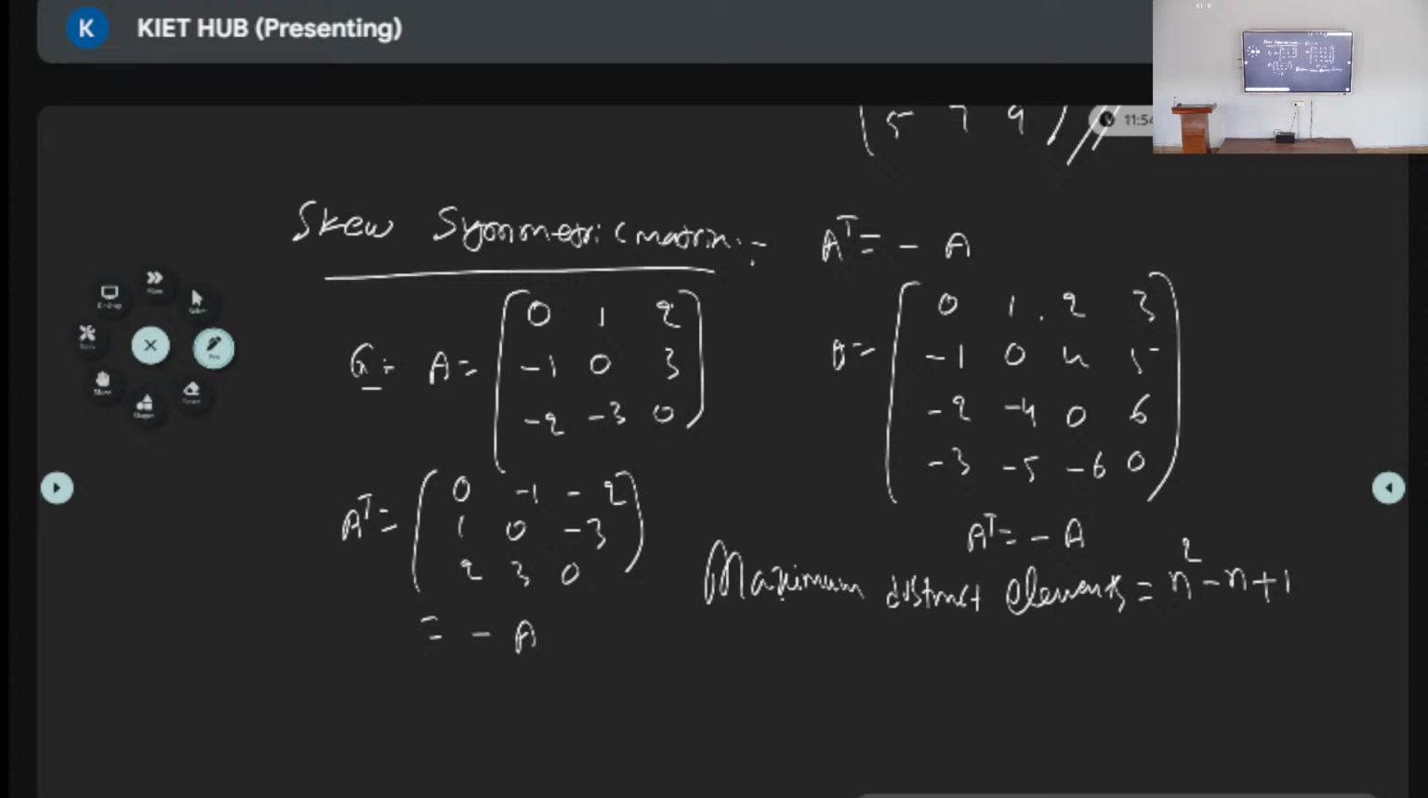What is the formula to calculate skew symmetric? Direct class? 5 minutes break. 1 minute, 1 minute. Break.